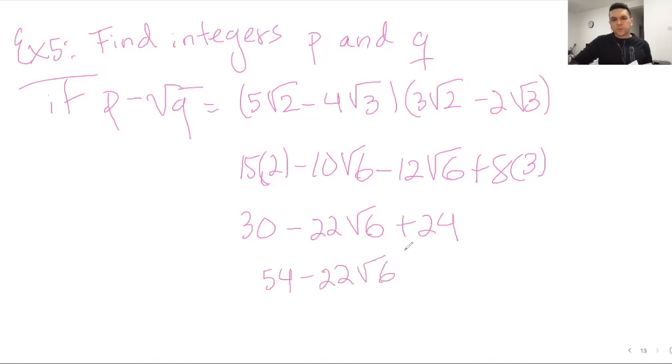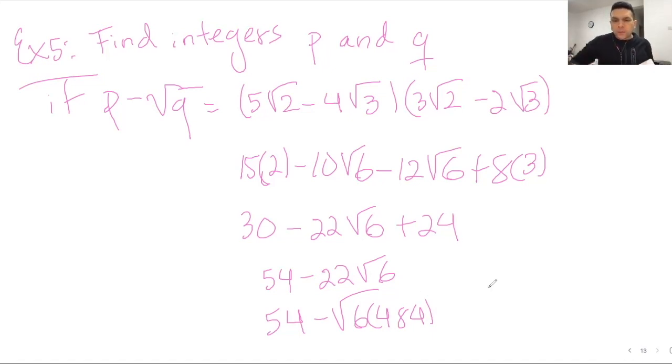I can bring this 22 inside. So that's going to be 6 times 484. The square root of 484 is 22, and then we multiply that by 6. I will check that. Yeah.